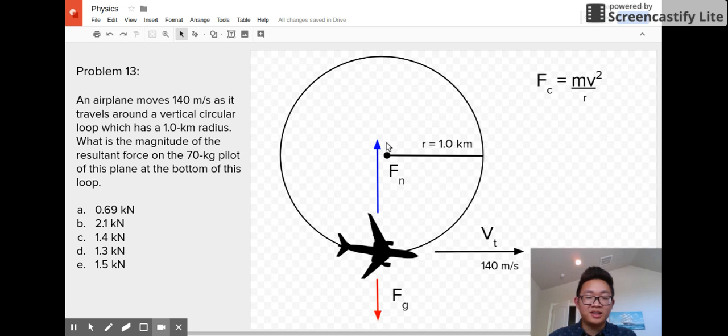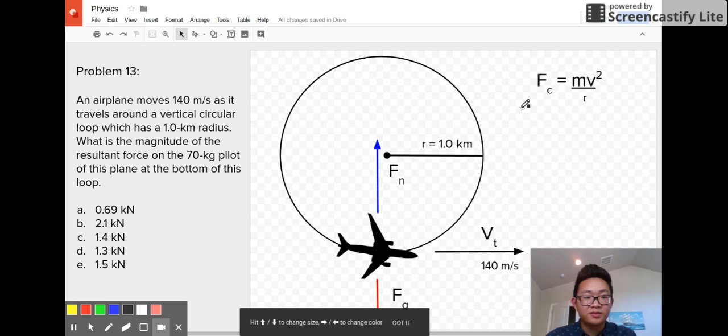So the only two forces actually are force normal and force gravity. But these do not actually matter because we are looking at the resultant force. And the resultant force is the net force. Net force is given in this equation. Force centripetal equals mass times velocity squared over radius. So all we need to do is plug our numbers into this equation. We get the answer, and that should be the net force.